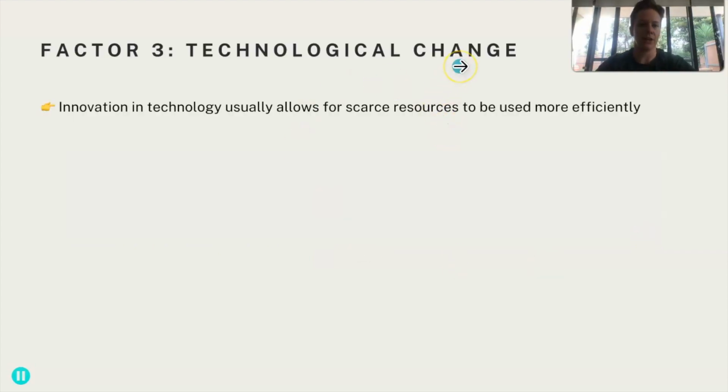Cool. Number 3 is technological change. So innovation in technology usually allows for scarce resources to be used more efficiently. So think of any kind of tech, really. I mean, even this with the laptop, and I'm not in the room right now and you guys are learning, like there's an increase in technology use, and that's allowed for an increase in efficiency.